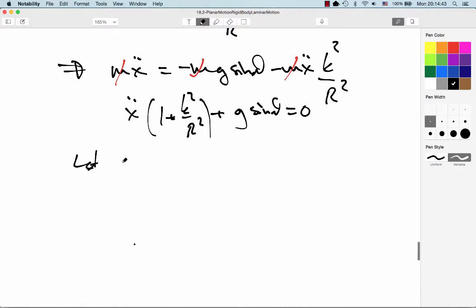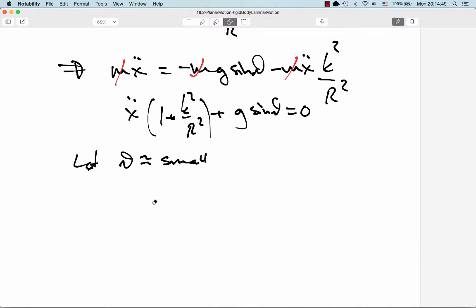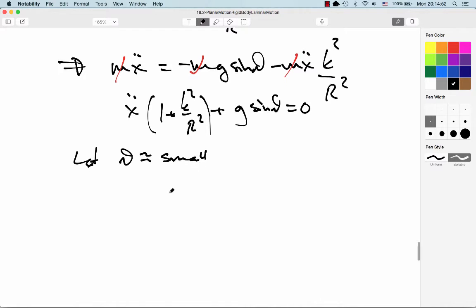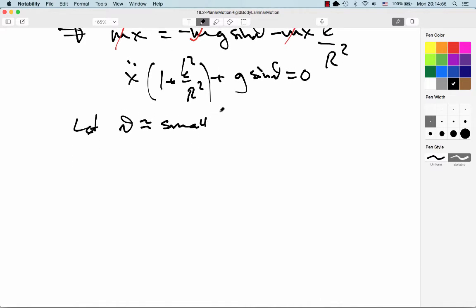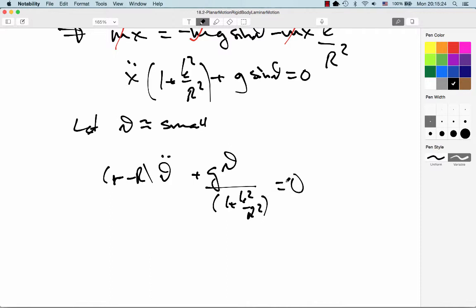We can let theta be approximately small. I'm sorry, I don't need to do that just yet. Yeah, we can do that. So then x double dot will be equal to R minus r theta double dot, plus g theta, and we'll divide by 1 plus k squared over r squared. That equals 0.